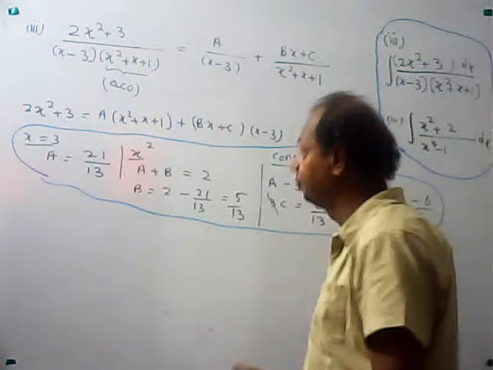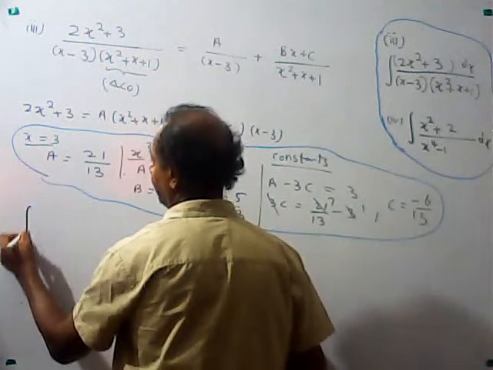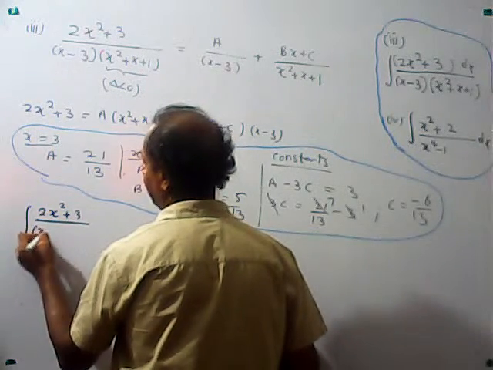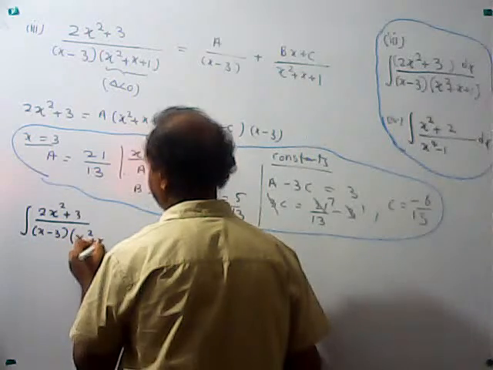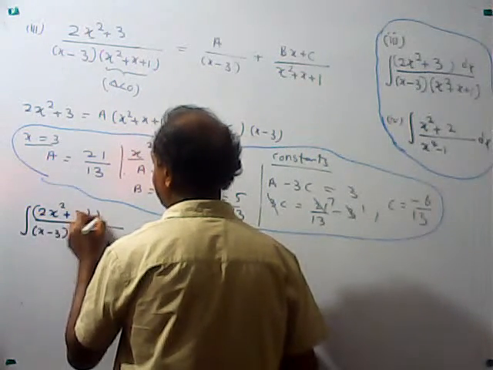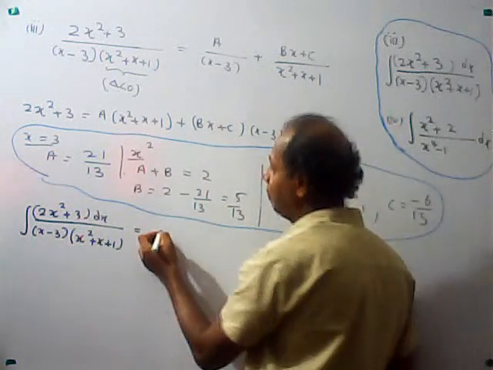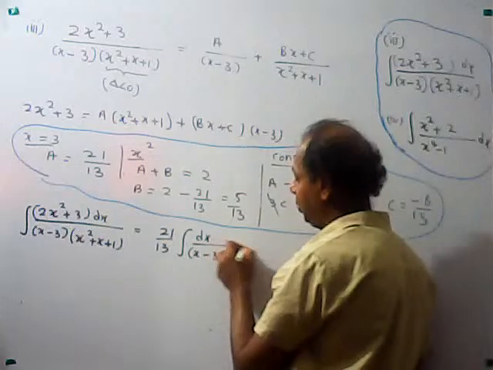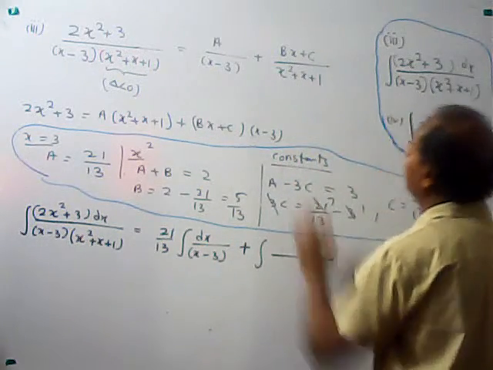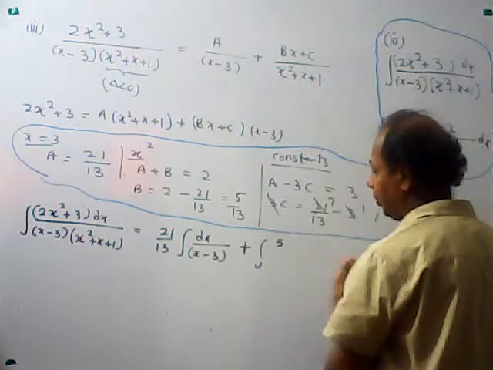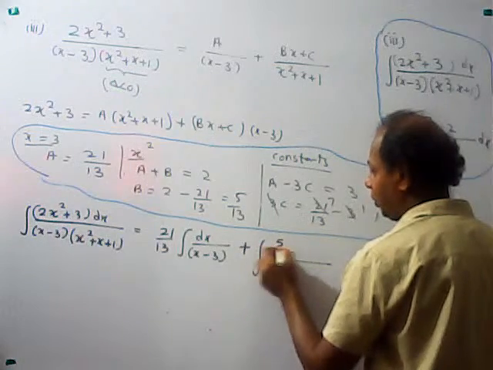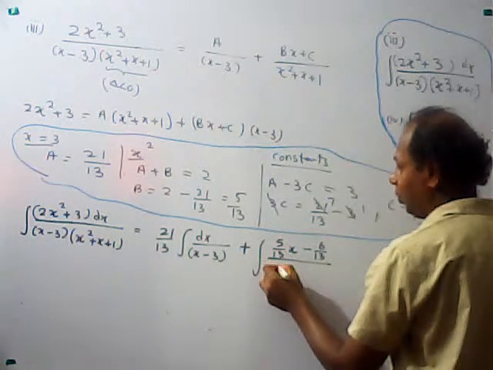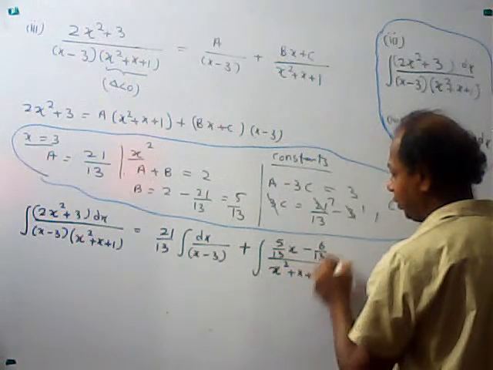Now back to integration. So integral of 2x squared plus 3 over (x minus 3) into (x squared plus 6x plus 1) dx equals A, where A is 21 over 13, over dx over x minus 3, plus Bx plus C, B is 5 over 13 x, C is minus 6 over 13, over x squared plus 6x plus 1 dx.